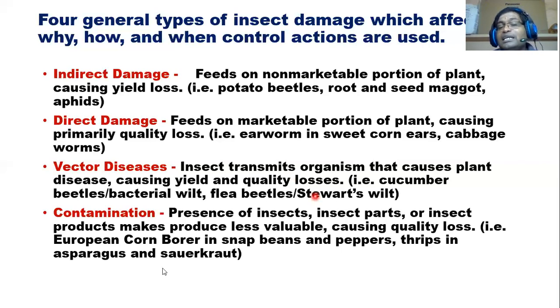And the fourth one is contamination. For example, some insects, while eating, produce so much frass and excreta. For example, if you go to the market, you can find some brinjal fruits with holes, boreholes. The fruit borer is eating, and excreta will be there, which is harmful to us, right? So there are quality losses for stored products.